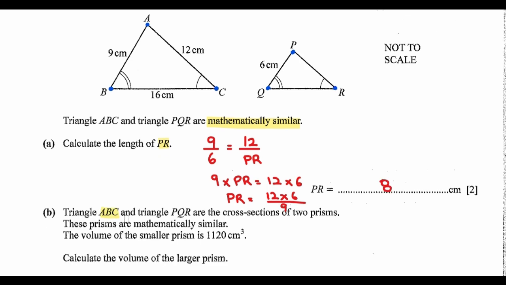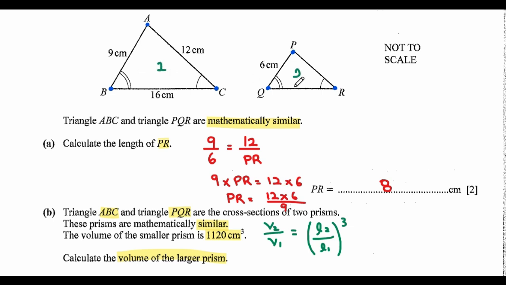B part says triangles ABC and PQR are cross-sectional areas of two prisms. These prisms are mathematically similar. The volume of the smaller prism is 1120 centimeters cubed. Calculate the volume of the larger prism. The volumes and lengths of similar shapes are connected by this equation.